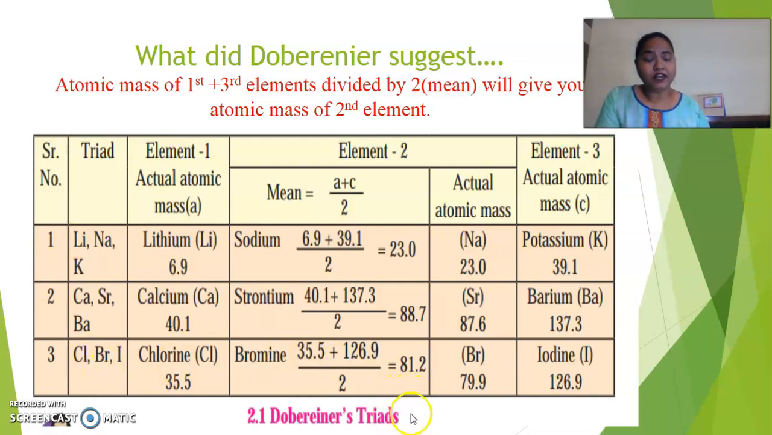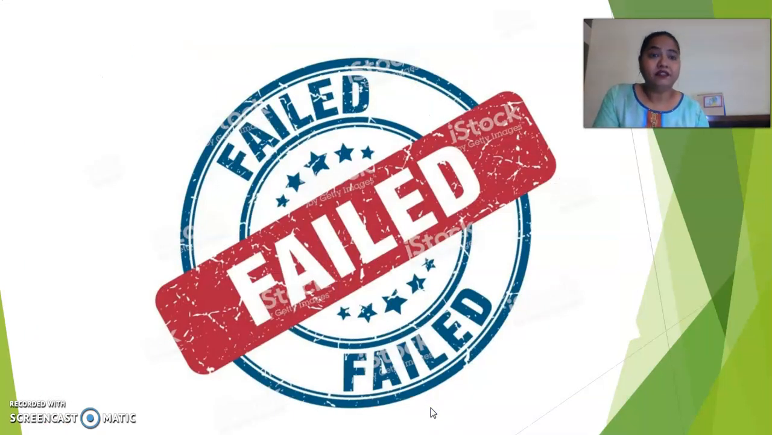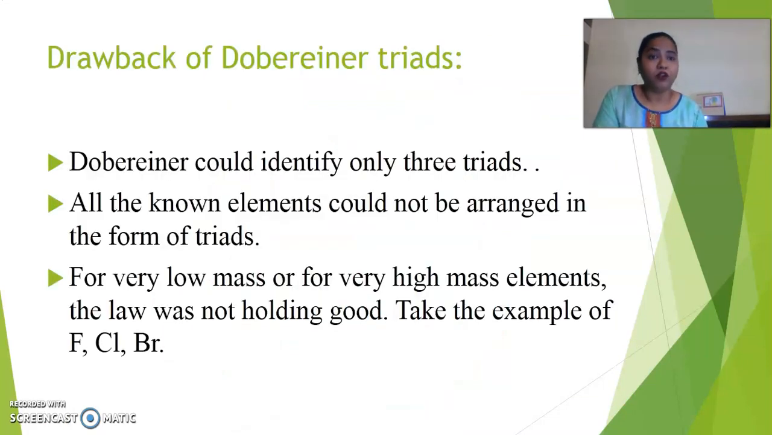I know this looks very fascinating, dear children, but this theory failed. Yes, it failed because of the following drawbacks. Dobereiner could only identify 3 triads. All the other known elements at that time could not be arranged in the form of triads. Also, elements which had very low atomic mass or very high atomic mass could not hold good. For example, fluorine, chlorine and bromine.